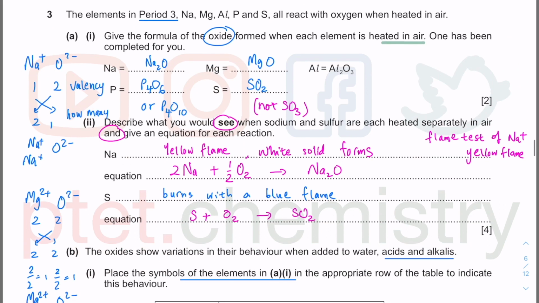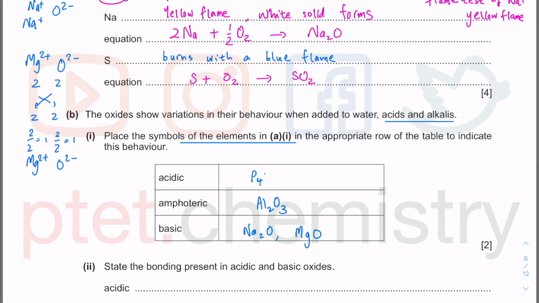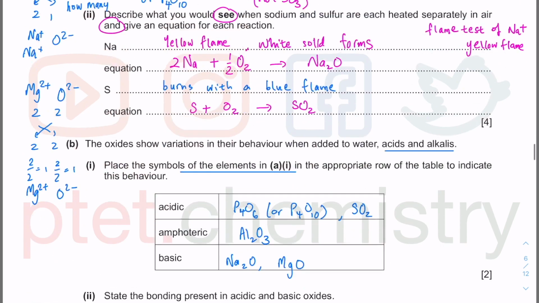So acidic oxides are the non-metal oxides, P4O6, P4O10, as well as SO2. Of course, SO3 is also acidic, but it was not from your list in part 1, so we cannot use SO3. But depending on which one you put in your list, whether you put P4O6 or P4O10, that depends on what you had written down here.